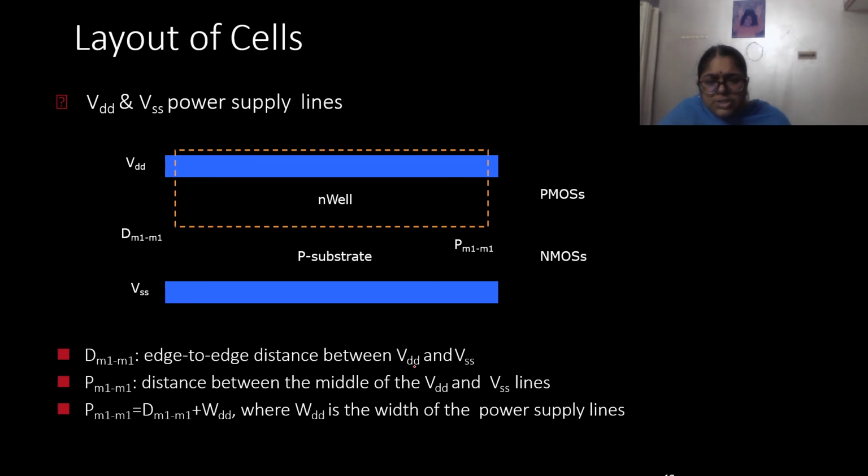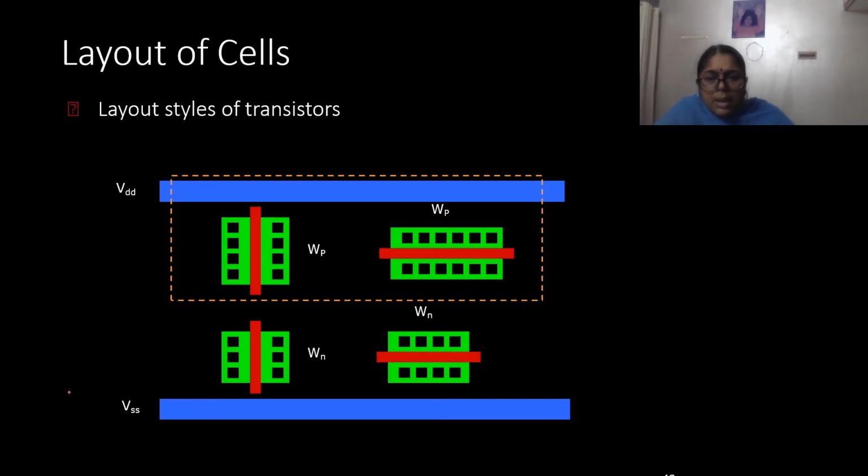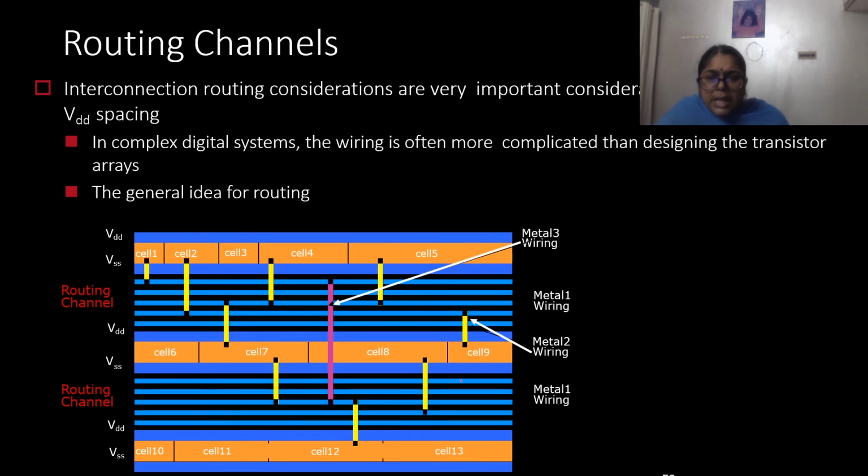M1 is the edge-to-edge distance between VDD and VSS. Similarly, PM1M1 is the distance between the middle of VDD and VSS lines. What does this mean? This means DM1M1 plus half of WVDD, where WVDD is the width of the power supply line, plus half of WVSS; together we will get PM1M1. So this shows how PMOS transistors are placed in the N-well region and NMOS transistors are placed below, nearer to the VSS. How is the routing done?